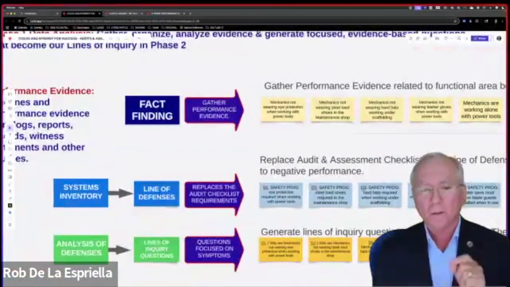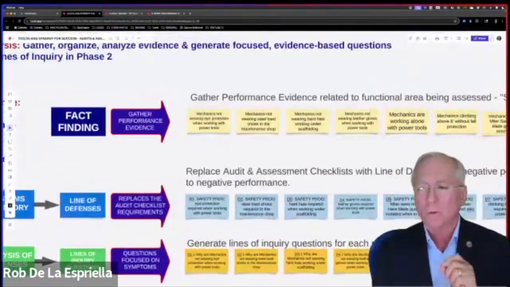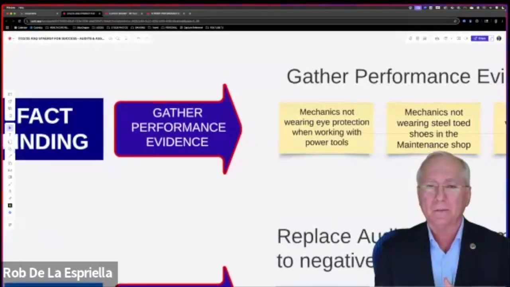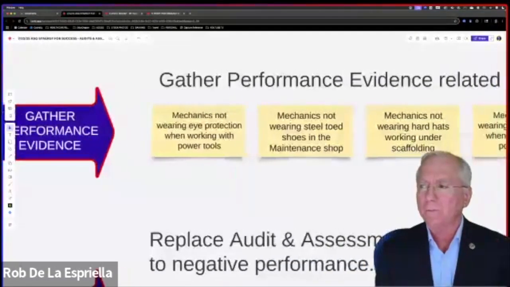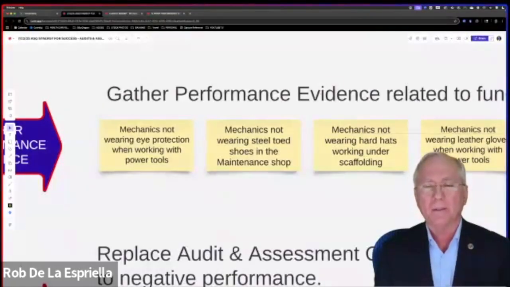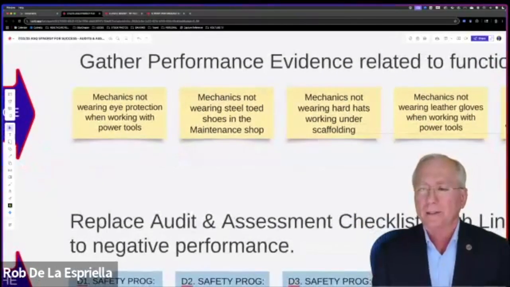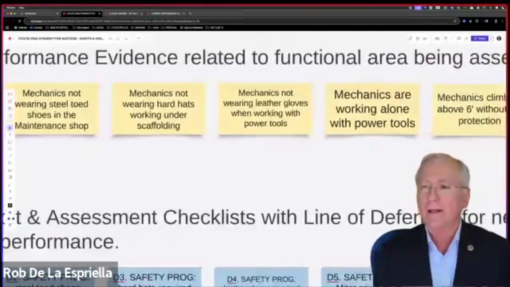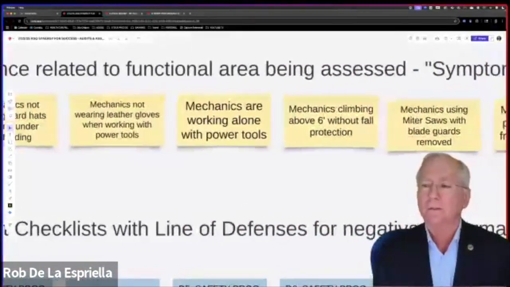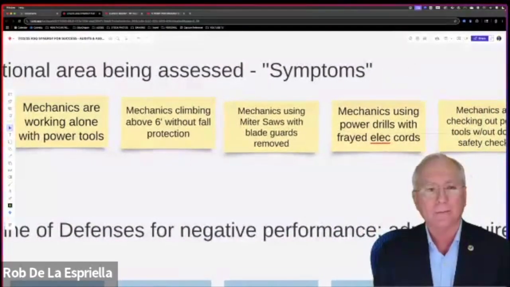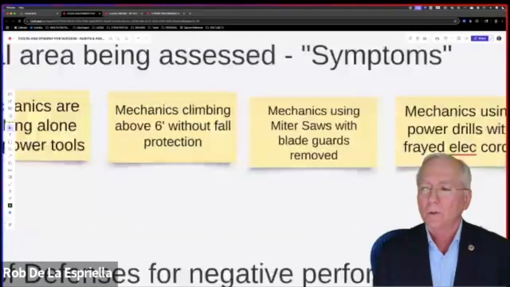And so now let's go gather performance evidence. What's going on in the machine shop? And this is where performance-based assessments and auditing comes in, right? Let's go observe the behaviors. And we did that. And when we go out there to observe what's actually happening, the behaviors that are taking place in this machine shop, we see that mechanics are not wearing eye protection, and they're not wearing steel-toe shoes, or wearing their hard hats, or wearing their leather gloves, and they're working alone with power tools, and all of these things are coming to light, right? So is that my finding?